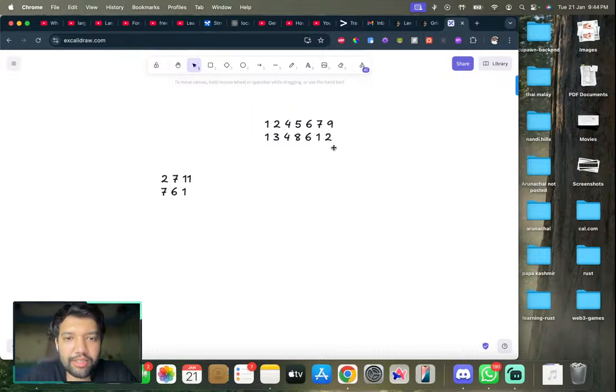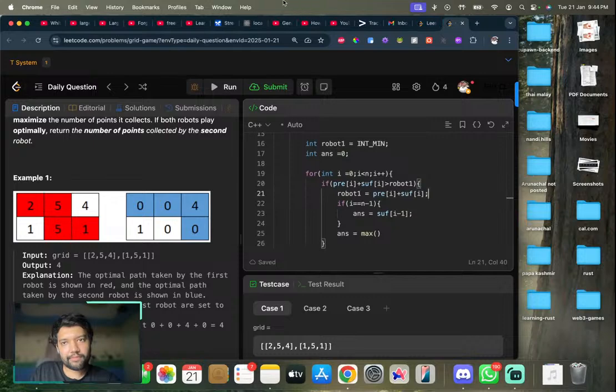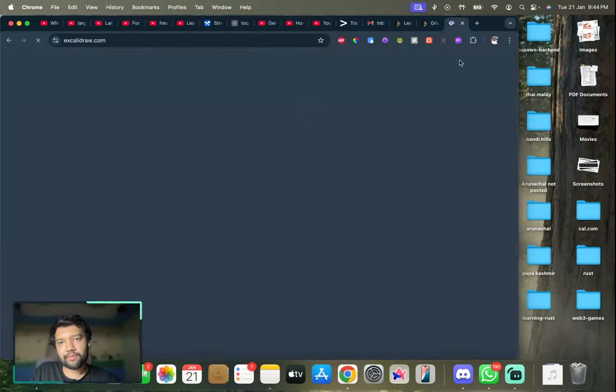So either it could take this path or this path. There's no other option that he could take. Either he could take the upper path and take all of them, or take the bottom path and take all of them. So yeah, the second robot does not have any option. That is good. But why did I close it?